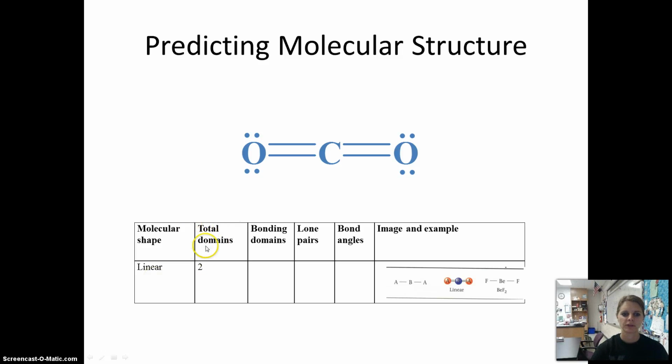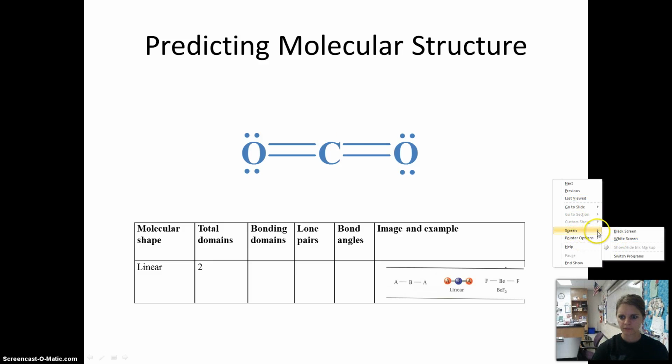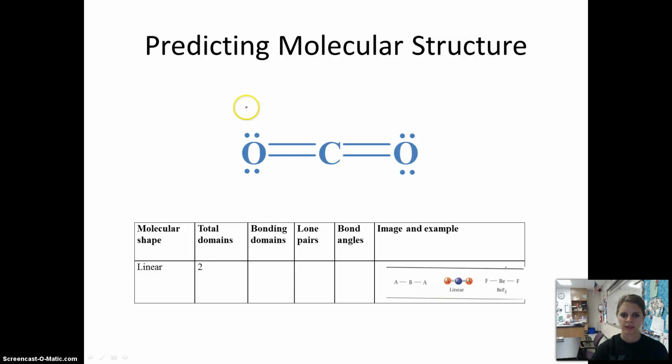These are the total domains. So a domain is a region. So if you take a look at your central atom here, just your carbon, a domain is a region around the central atom. So this right here is a domain. It's the left side of carbon. This right here is a domain. It's on the right side of carbon. There are two total domains.